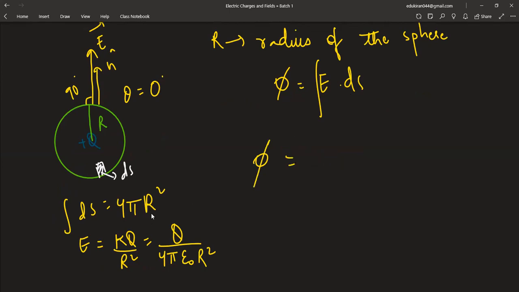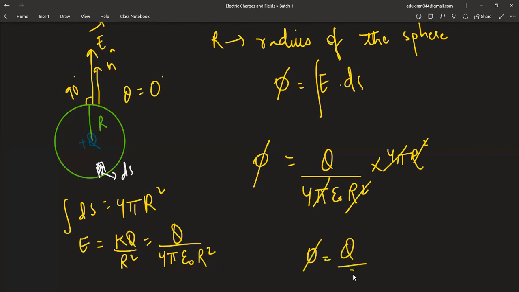ds is 4 pi r square. And what about the electric field? Electric field is kq by r square, right? K is 1 over 4 pi epsilon naught. So let me write down the values. E is q by 4 pi epsilon naught r square and ds is 4 pi r square. So r square, 4 pi got cancelled. Flux is equal to q by epsilon naught.